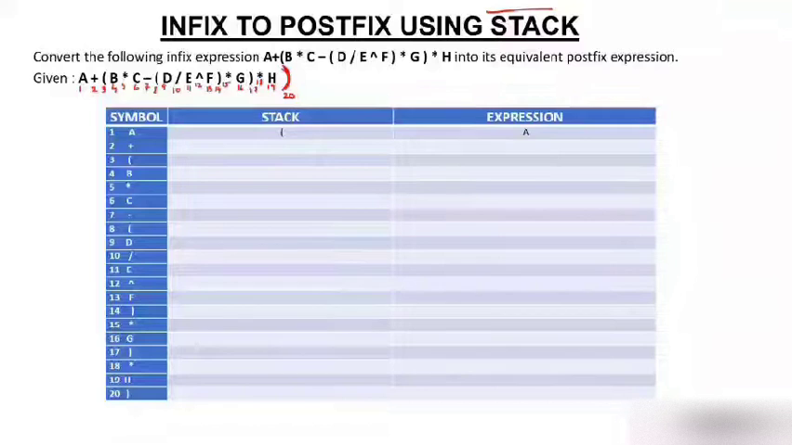That is, 1 is having A, 2 is having plus, 6 is having C, 12 is having power. This is the power symbol. F is having 13. Yes, 13 is F. 18 is star. 18 should have a star. 19 is H and then the closing bracket. Fine. So now the fourth step is to put these symbols accordingly.